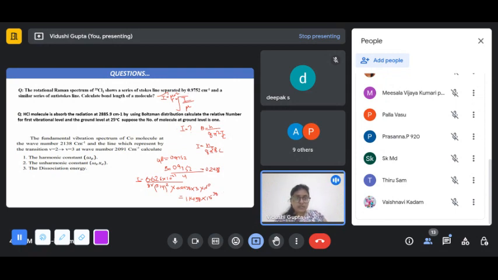So now substitute the value in this. R is equal to under root 1.1438 into 10 raised to minus 38.